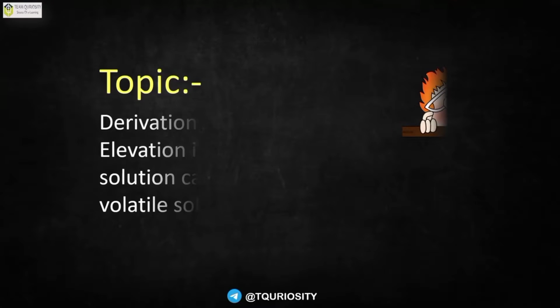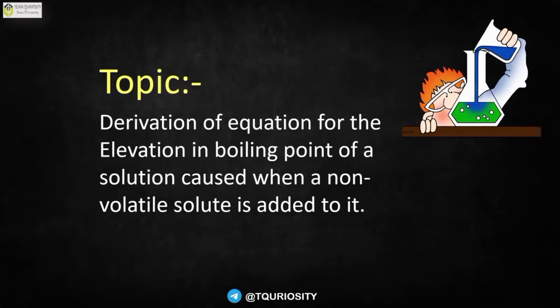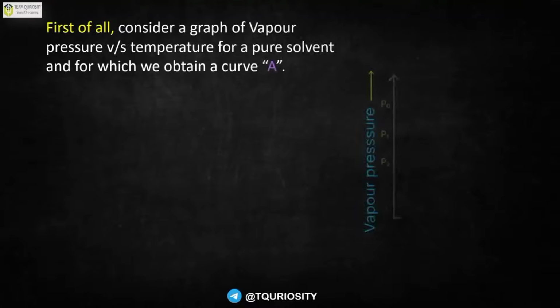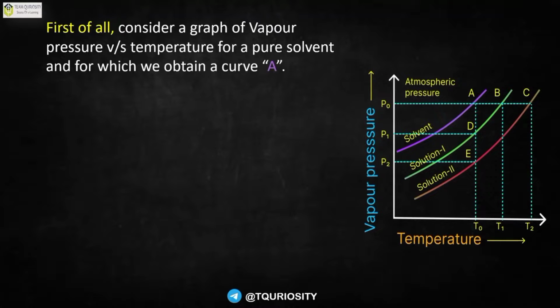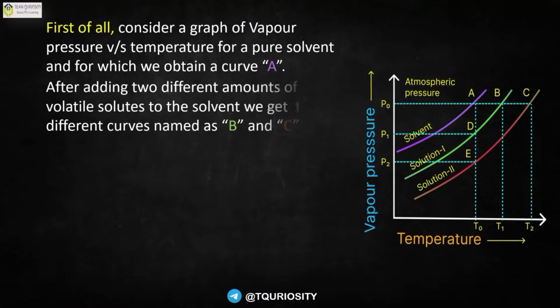In this video, we will derive the equation for the elevation in boiling point of a solution when a non-volatile solute is added to it. First of all, let us consider a graph of vapor pressure versus temperature for a pure solvent, for which we obtain a curve A. After adding two different amounts of non-volatile solutes to the solvent, we get two different curves named B and C.